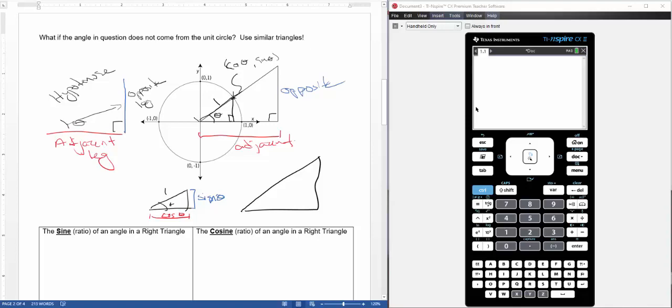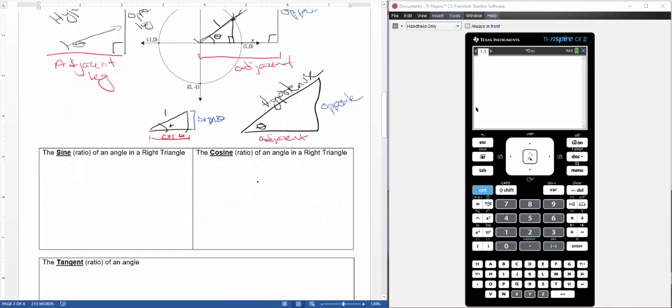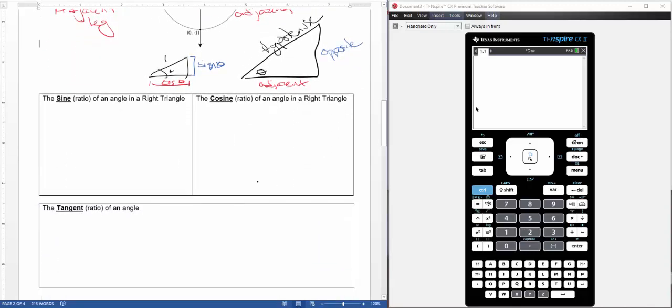In my original triangle is the adjacent leg, the opposite leg, and the hypotenuse. And they both have angle theta. From this, we can set up some ratios, or some proportions, to try to make sense of what some of these symbols would mean.